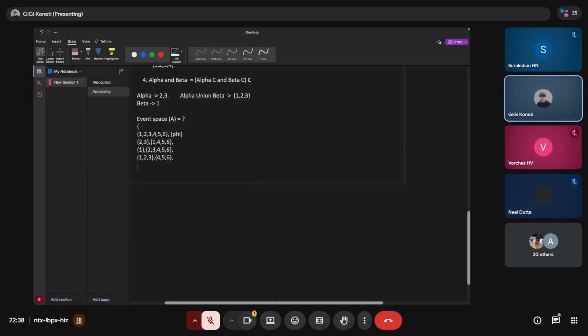And after taking the union of alpha and beta, we will take alpha, beta and alpha's complement. So we'll be taking alpha complement union beta. What will it be? What is alpha complement? 4, 5, 6, right?